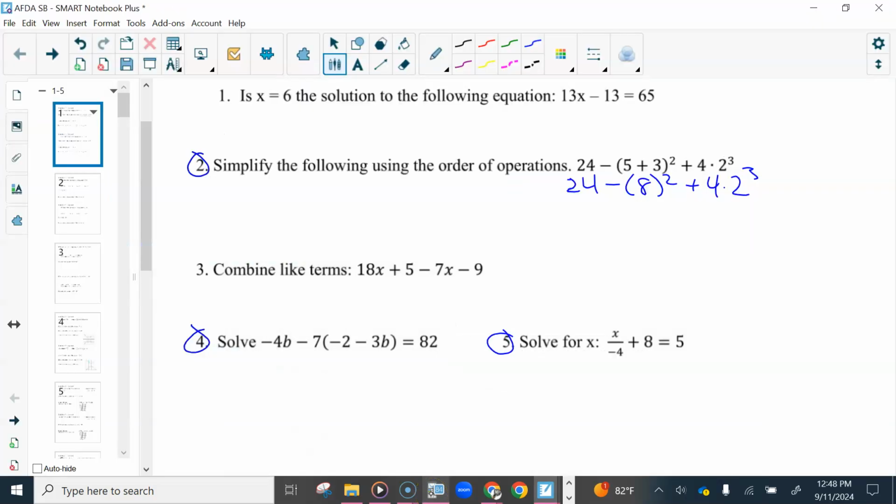So we have 24 minus 64 plus 4 times 8. It's 2 to the third. 2 times 2 times 2. Oh, times 2 times 2. Okay, not 2 times 3. And then we would multiply.